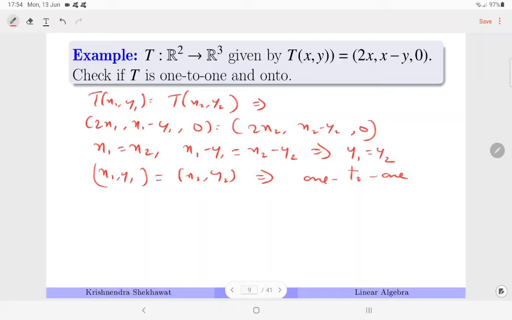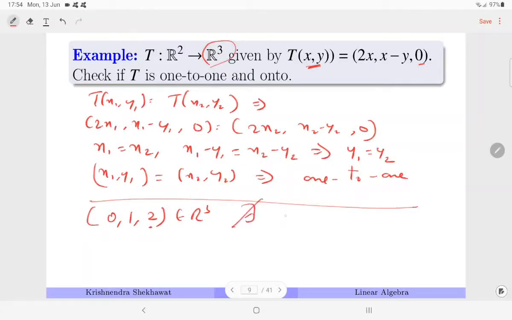Now if I have to check onto, then I have to see that for every vector in R cube, so let me take any vector (0, 1, 2), which is in R cube. Now since here it is 2 and I know that the transformation of (x, y) takes us to a vector in R cube where the last entry is 0. So for this vector (0, 1, 2), there does not exist (x, y) in R2 such that T of (x, y) is (0, 1, 2), which implies not onto.